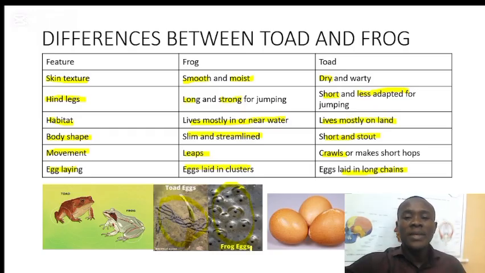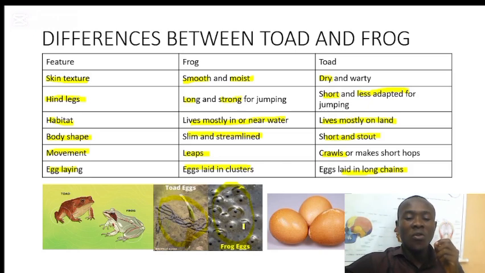And in some cases, you will be asked to give the differences between the egg of a frog and the egg of a fowl. So if you are asked from this diagram, you can see the egg of a frog does not have a shell, but the egg of a fowl has a shell surrounding it. The egg of a frog is laid in water. The egg of a fowl is laid on land.